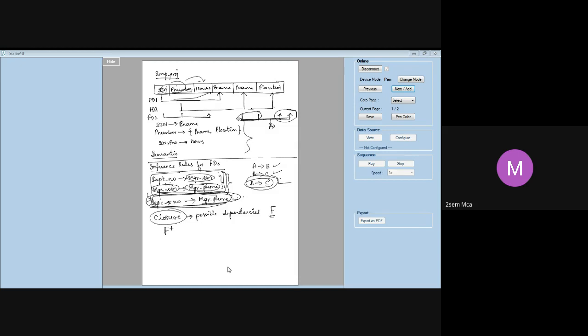So what is the closure of F? The set of all dependencies that include F. These two are my F. So the set of all dependencies that include your F as well as the dependencies that can be inferred from F, you call it the closure of F. It is denoted by F plus.